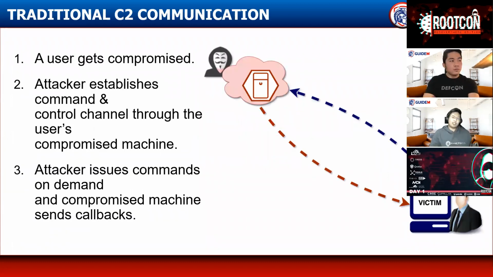So traditional command and control communication is a user gets compromised, then the attacker establishes the command and control channel through the user's compromised machine. So once this bidirectional communication is already available to the attacker or the threat actor, the attacker will then issue out commands on demand on the compromised machines and send callback instructions as well. So this is also known as a beacon.